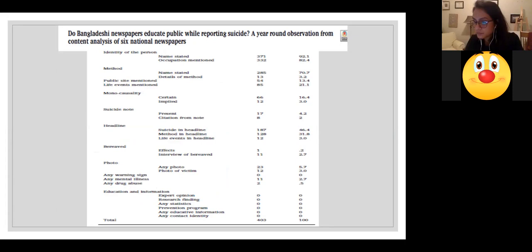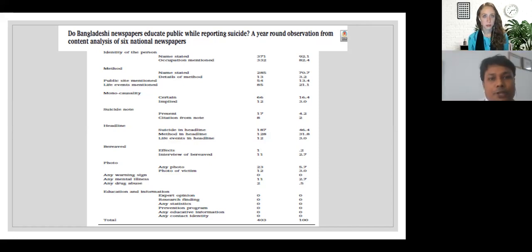So what do we see? We see the same picture regarding the potentially helpful characteristics, that is educational material for the general people to prevent suicide or to reduce suicidal behavior among them. However, it's nearly the same in the potentially harmful characteristics. A high proportion of the reports again mention the name and occupation of the deceased persons, and also the method of suicide.